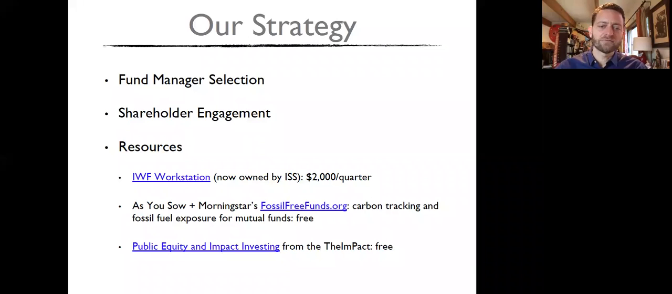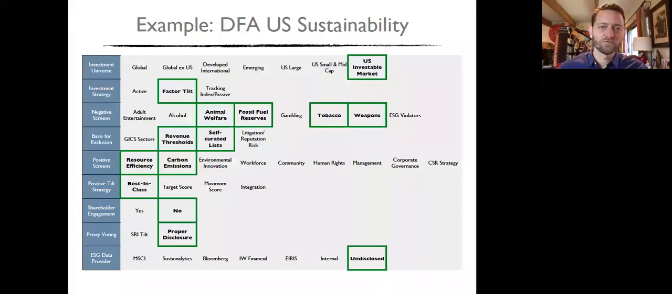On the free side, Fossil Free Funds: you enter your portfolio tickers and they will tell you the carbon footprint of your portfolio, your reserves ownership. And lastly, for those somewhat new to the space, I think the impact primer on public equity and impact investing is quite a good overview.